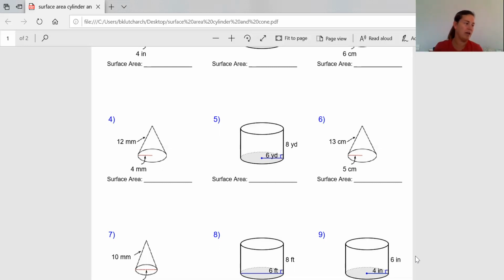So that is the area of a cylinder. I'm sorry, the surface area of a cylinder and the surface area of a cone. I will have another video about finding the surface area of a sphere, and we'll do that. It'll be another separate video for you.